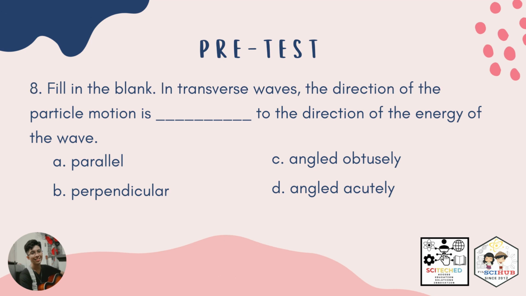Number 8. Fill in the blank. In transverse waves, the direction of the particle motion is blank to the direction of the energy of the wave. Is it parallel, perpendicular, angled obtusely, or angled acutely? Letter A. Parallel. Letter B. Perpendicular. Letter C. Angled obtusely. And letter D. Angled acutely.